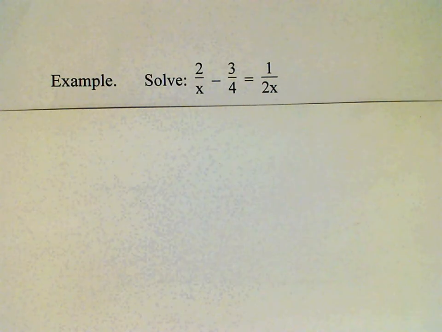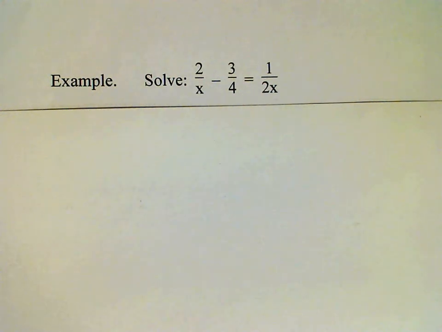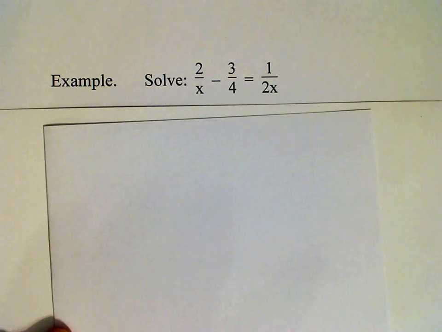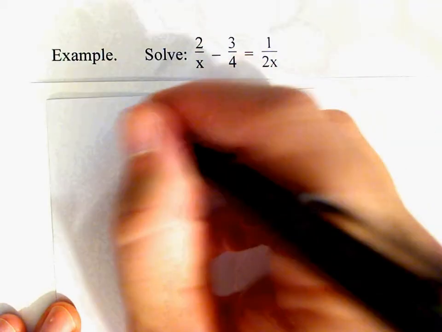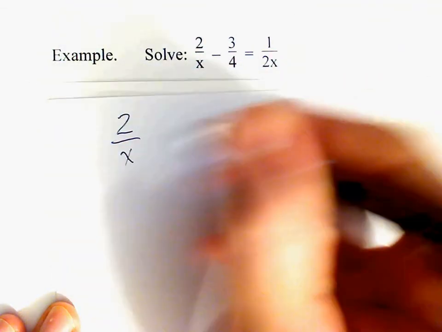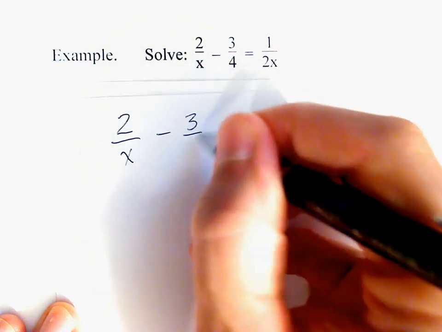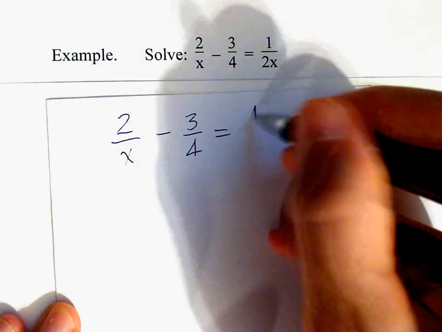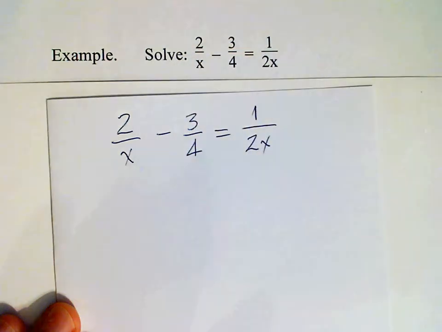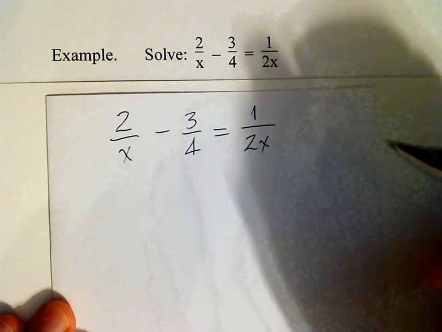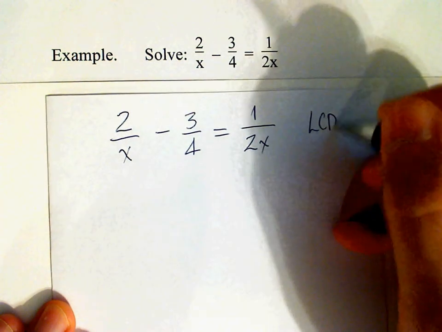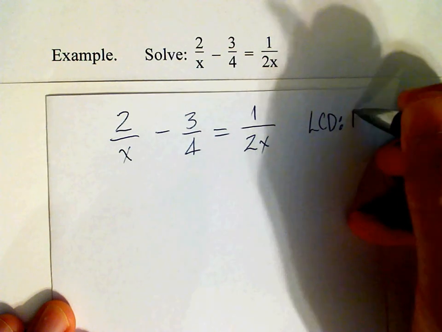Now we have 2 over x minus 3/4 equals 1 over 2x. What's our LCD this time? Well, we have a 4, we have a 2x here, so that means our least common denominator is going to be 4x, isn't it?